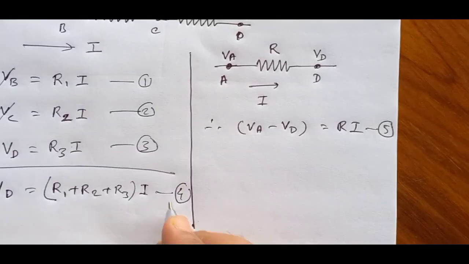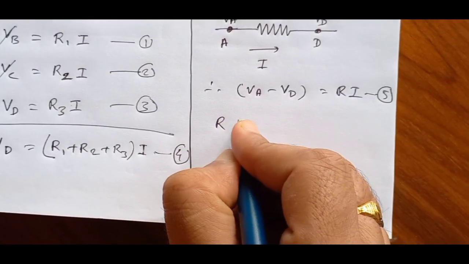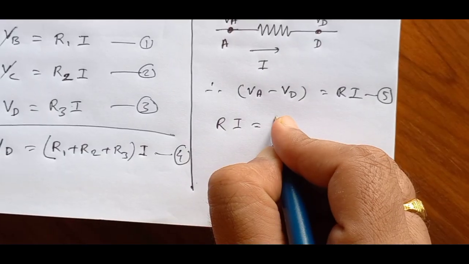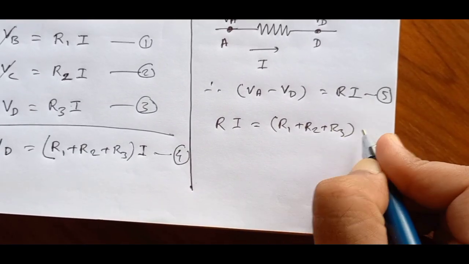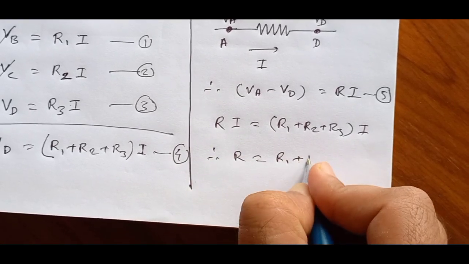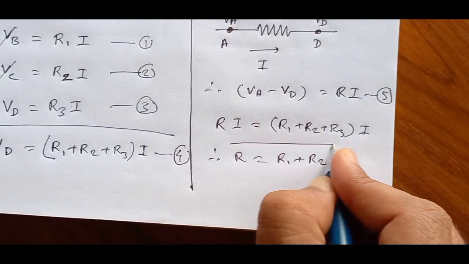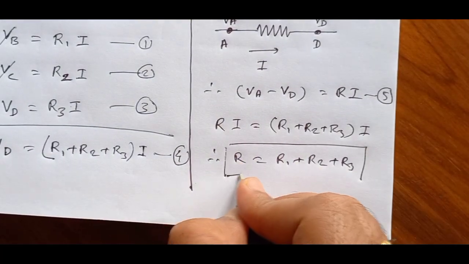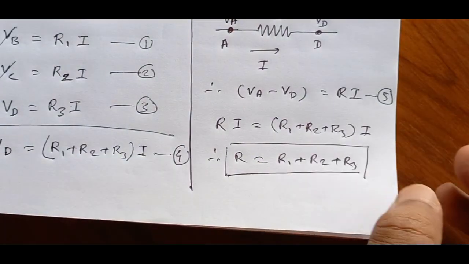Now comparing equation number 4 and 5, we can write RI is equal to R1 plus R2 plus R3 into I. Therefore R is equal to R1 plus R2 plus R3. This is the equation of the equivalent resistance in series combination.